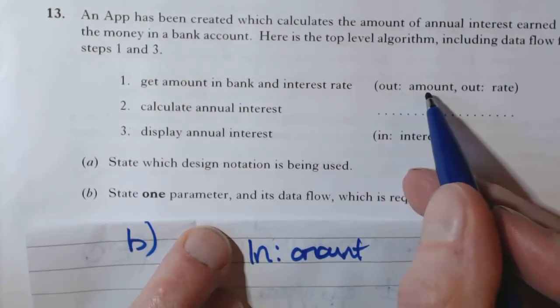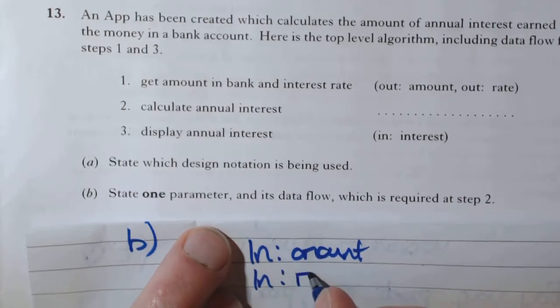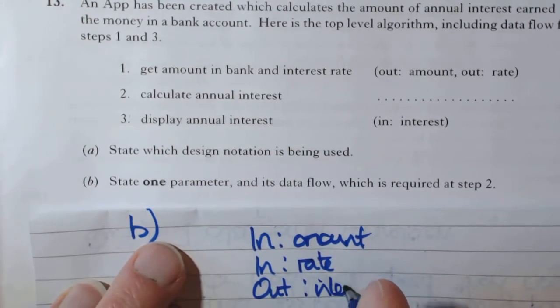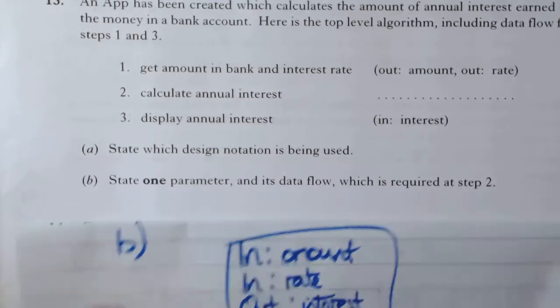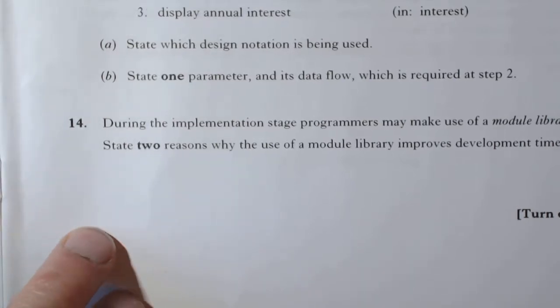so what is generally going out of here is going into the other one. Another in parameter is rate, and your out parameter is just your interest. Right, and that's that.